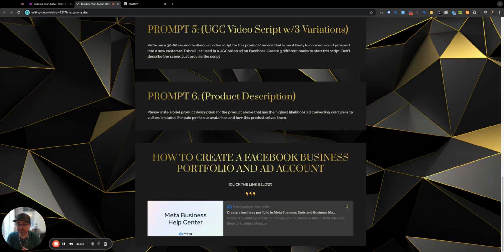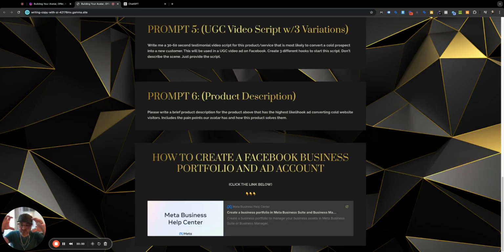So what you need right now, if you don't already have it, is to create a business portfolio. And then within your business portfolio on Facebook, when you hit this link, it will take you to the page to log into your Facebook and create a business portfolio. And then inside of that portfolio, you can create an ad account. So that's what you need.